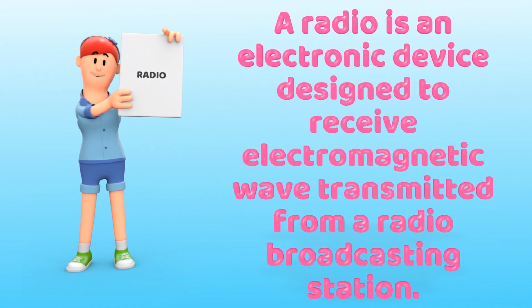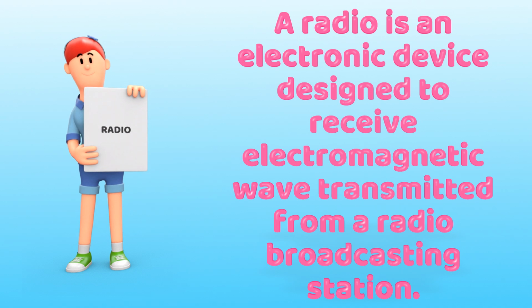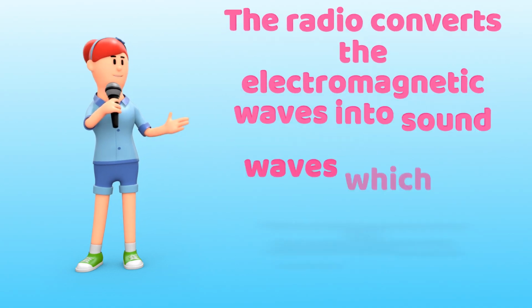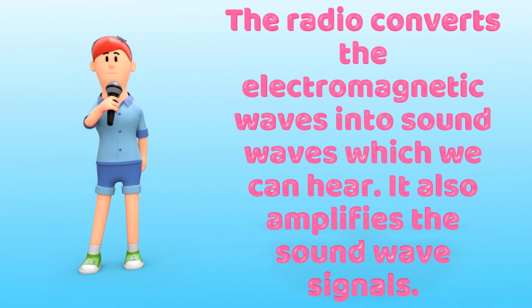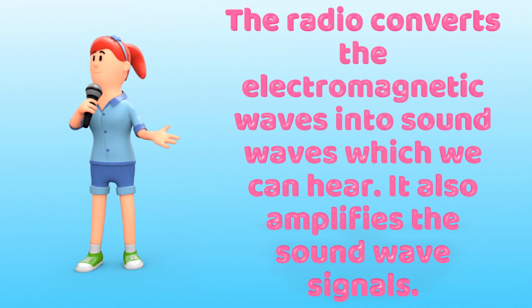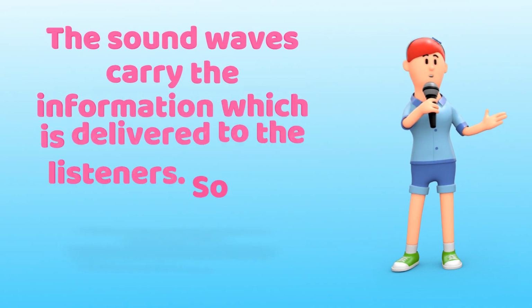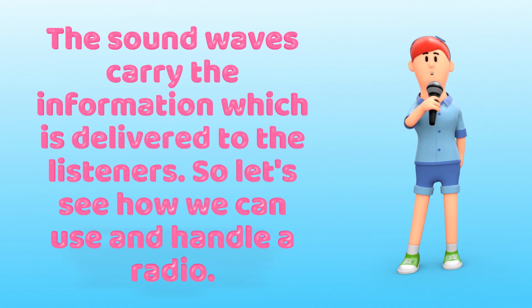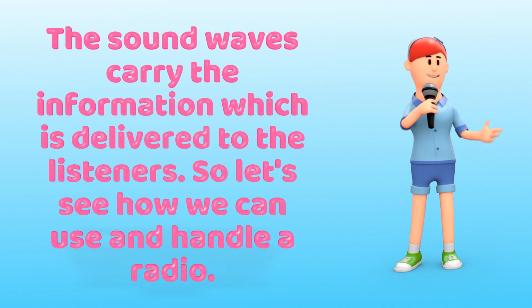A radio is an electronic device which is designed to receive electromagnetic waves which are transmitted from a radio broadcasting station. The radio converts the electromagnetic wave into sound wave which we can hear. It also amplifies the sound wave signals. The sound waves carry the information which is delivered to the listeners. And this was a brief introduction about a radio. So let's see how we can use and handle a radio.